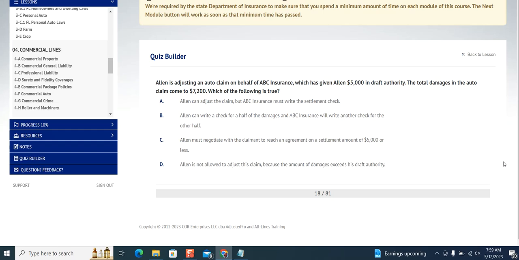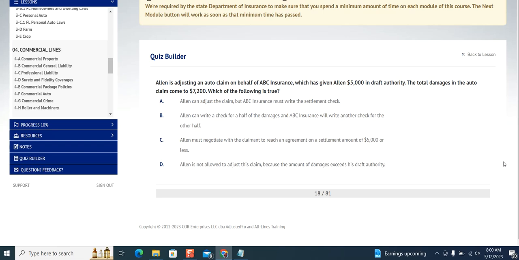Alan is adjusting an auto claim on behalf of ABC Insurance, which is giving Alan 5,000 in draft authority. I don't even know what that is. The total damages in the auto claim come to 7,200. Which of the following is true? Okay, so they only gave him 5,000. That's the most he can write a check for. But the damage is 7,200.